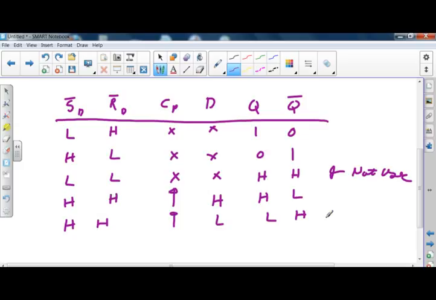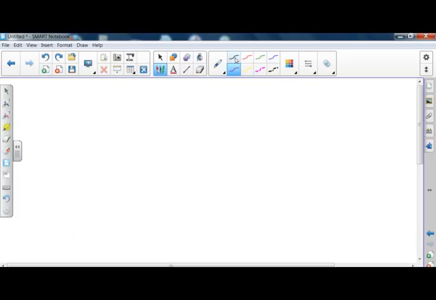Moving past the VHDL stuff. And now we come to the JK flip-flop.